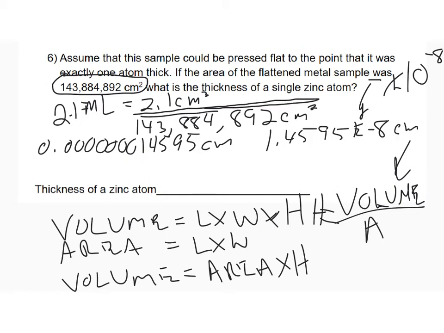But again, I have to look at the rounding. The measurement for volume only has 2 digits. So at the end of the day, after all this work and all these zeros and all the scientific notation, I'm going to write this down as 1.5 times 10 to the negative 8th centimeters.